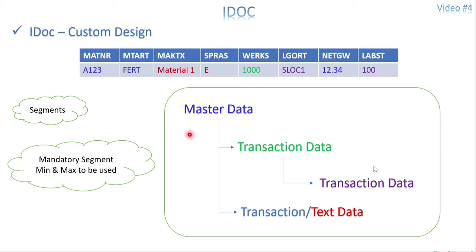The same thing for master data also. Suppose I'm sending more than one material at the same time in the same IDOC. If that is the case, my master data segment will also be repeated. So it depends on the design. Just decide what is the minimum and what is the maximum your segment should be utilized. So these are the properties of segments.